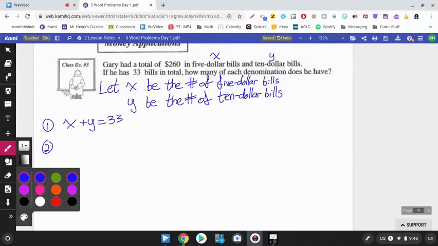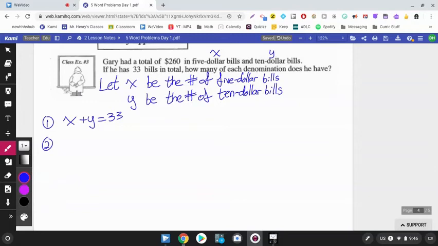The next one is that 260, and what we're looking at is not the amount of bills, but the amount of money. So what I'd say is for $5 bills, each bill gets me $5. So if I had 1, I'd have $5. If I had 3, I'd have 15. If I had 7, I'd have 35, right?